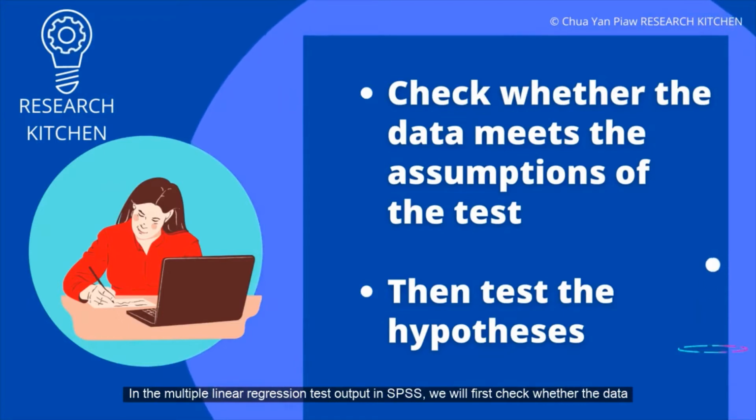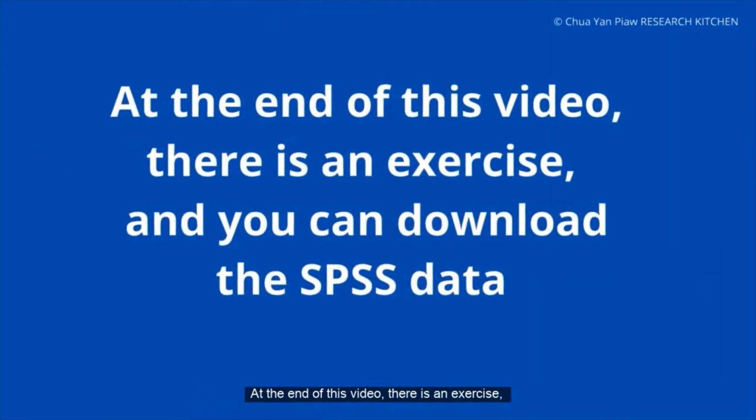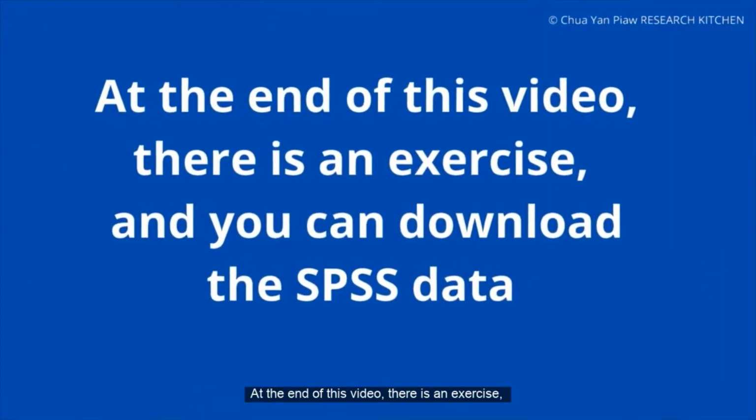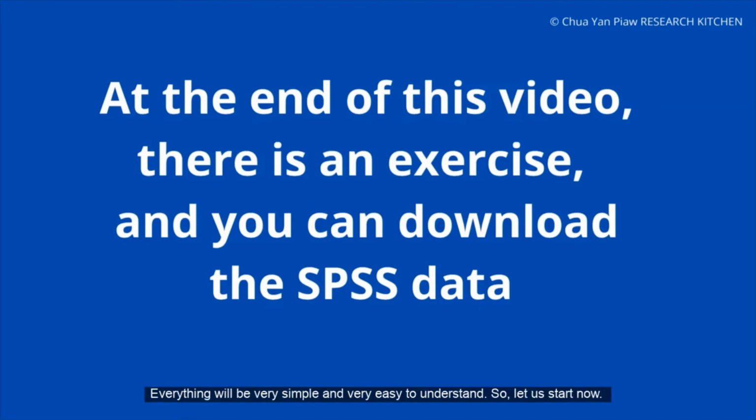In the multiple linear regression test output in SPSS, we will first check whether the data meet the assumption of the test, and then we will test the hypothesis. At the end of this video, there is an exercise, and you can download the SPSS data for the exercise and practice your data analysis skill. Everything will be very simple and very easy to understand. So, let us start now.